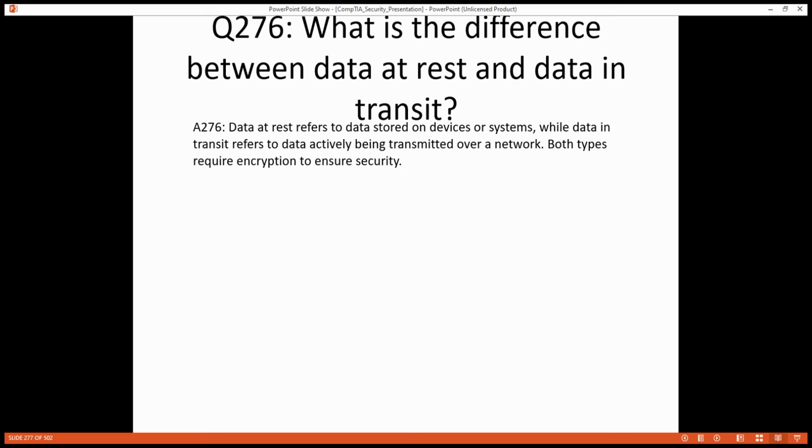Q276. What is the difference between data at rest and data in transit? A276. Data at rest refers to data stored on devices or systems, while data in transit refers to data actively being transmitted over a network. Both types require encryption to ensure security.